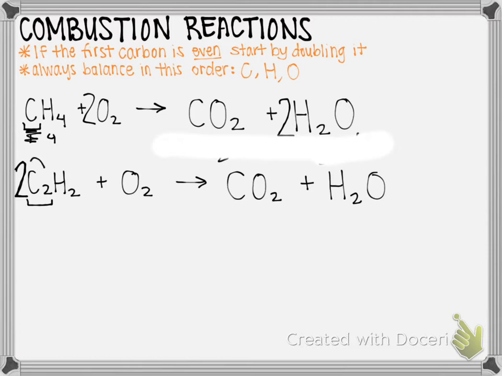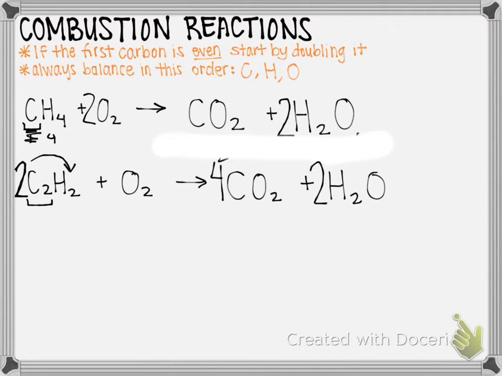So now we've got 2 times 2 is 4. So 4 carbon on the reactant side. So you need 4 carbon on the product side. Next you do H, 2 times 2, so you have 4H on the reactant side. You need 4H on the product side.